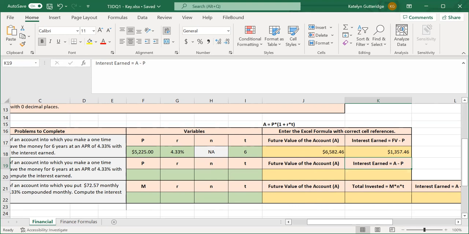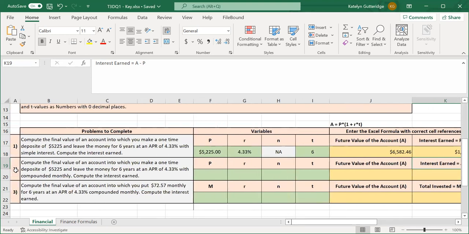Okay, so let's look at another example. So I'm going to leave you to do part 2 on your own. So I'm going to skip down to part 3 and we'll go ahead and look through part 3 and then you can try part 2 on your own.